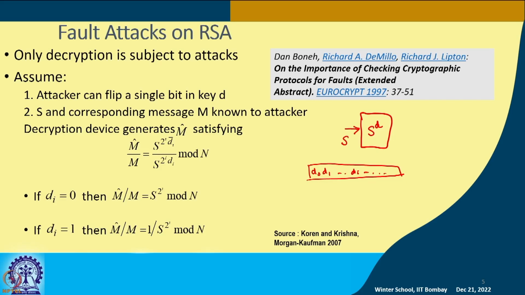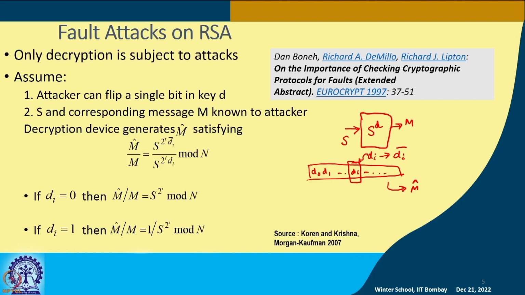like you get s power of d, okay, and you also allow the attacker to flip one of the bits. So you create a fault in the memory, and you flip one of these bits. Therefore this di now becomes di bar, and you get a faulty output and a correct output. In this case you will get the correct output, which is m, and if you do this fault then it will become m hat, which is a wrong result, right?